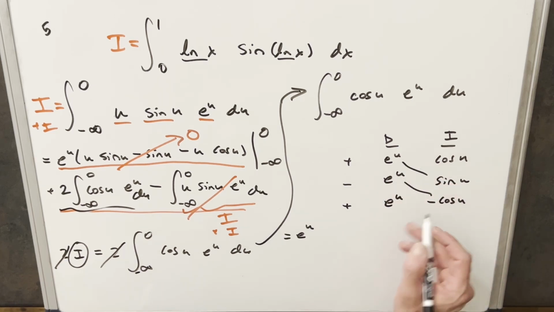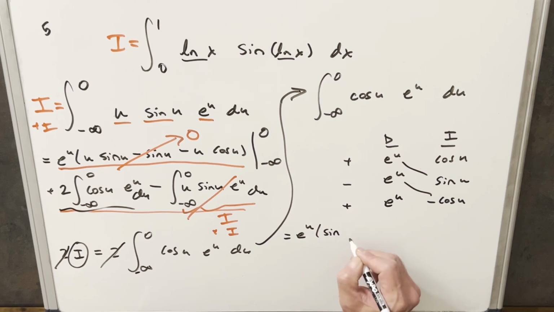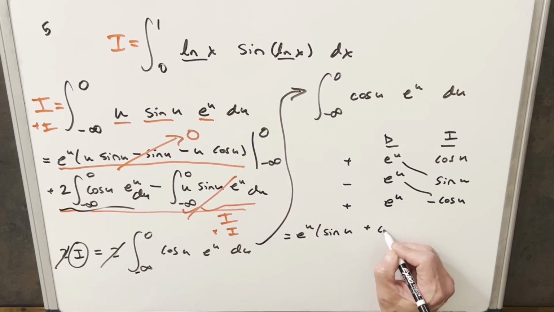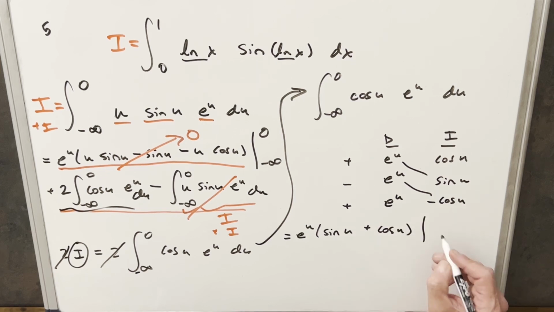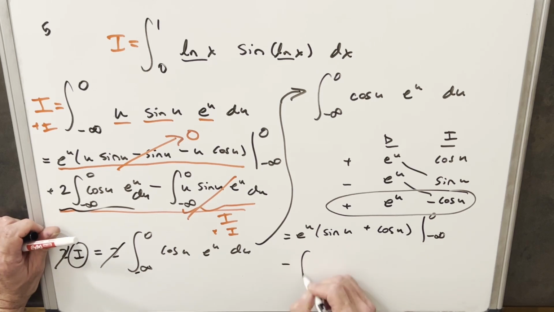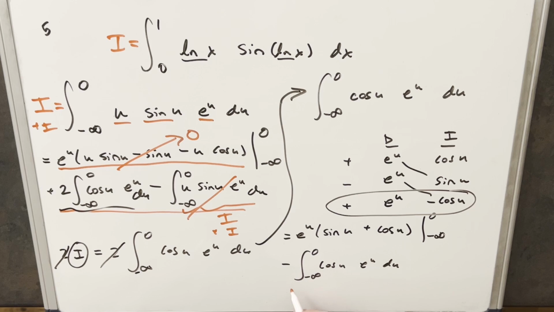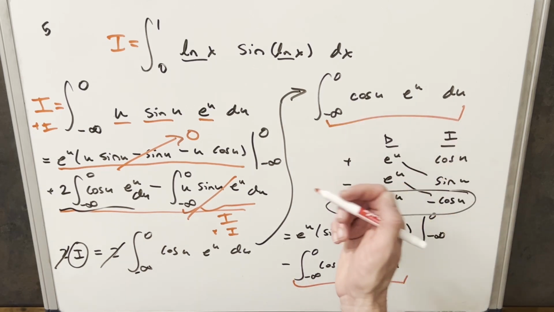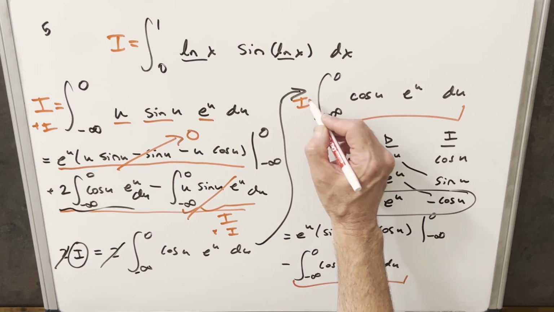So we'll have part of our solution on the diagonals. I'll factor out the e^u. We're going to have a sine u here. Now minus times minus is going to give me a plus, so we're going to have here a plus cosine u. We're evaluating this from minus infinity to 0. This here is going to be just the integral of cos u e^u. But another fortunate thing that just happened there, this here is actually the same thing as our integral here. And because it's the same as our solution, I can actually call this I as well.